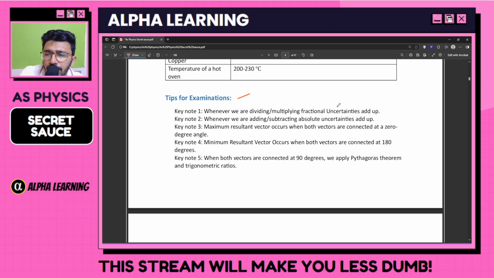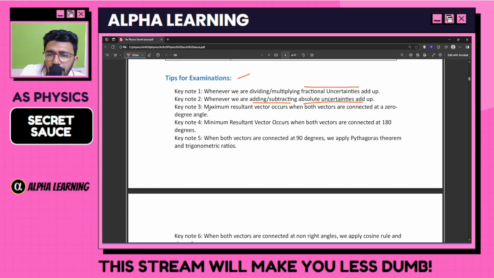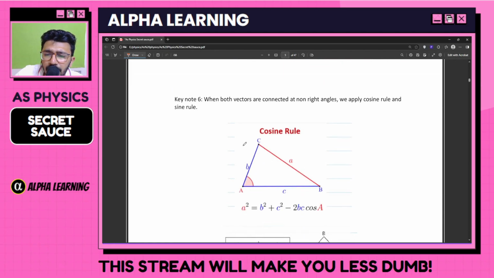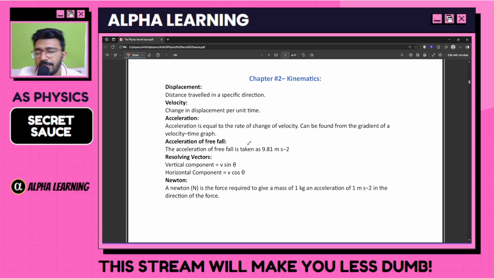Whenever you are multiplying or dividing, fractional uncertainties will add up. Whenever you are adding or subtracting, absolute uncertainties will add up. Whenever you have to calculate the maximum resultant vector, both the vectors will be connected at 0 degrees. However, when you have to calculate the minimum resultant vector, both the vectors will be connected at 180 degrees. Perfect. When both the vectors are connected at 90 degrees, you will use Pythagoras theorem and trigonometric ratios. This is everything that I have discussed in a speedrun video as well.